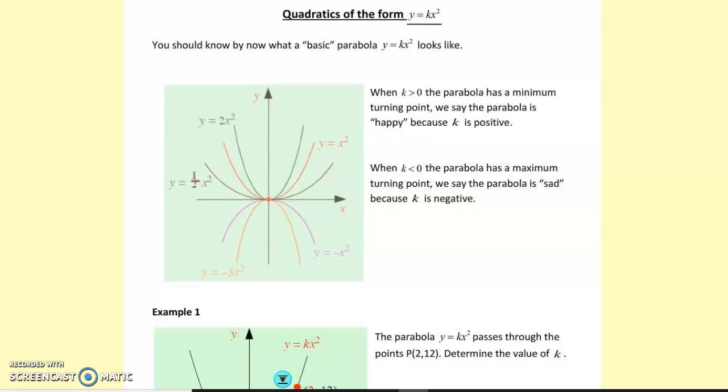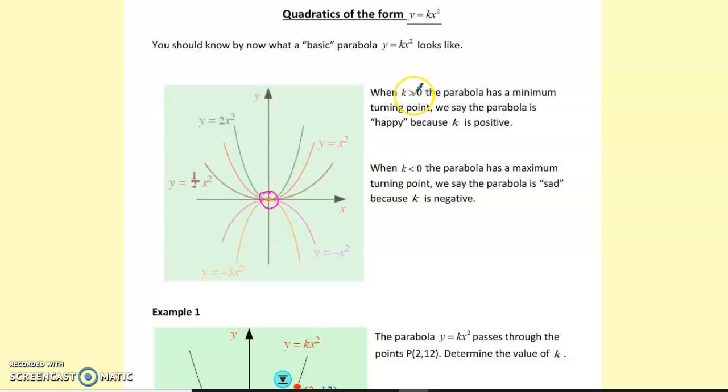Okay, so our basic parabola is of the form y equals kx squared. When it's of the form y equals kx squared, it always goes through the origin. It always goes through the centre point on your axis. As ever, can't get my pen to work. So it goes through this point here.